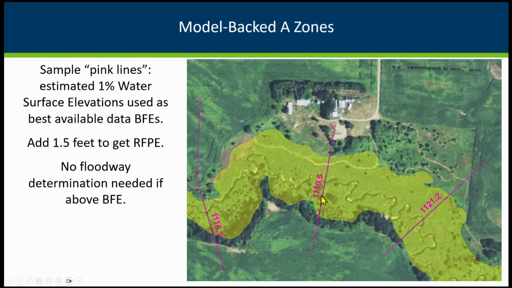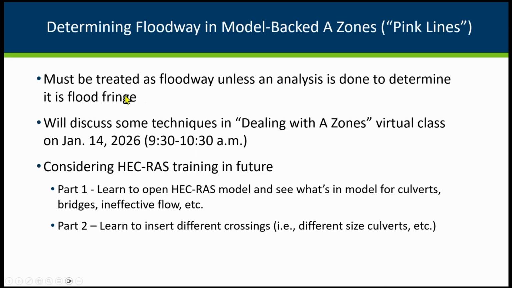In these cases, we just assume the maximum stage increase that you can have of half a foot. So we add the foot of freeboard, the half a foot of stage increase to the flood elevations here to get our regulatory flood protection elevation. In the regulations, we point out that we have to treat that as floodway unless an analysis is done to figure out where the flood fringe versus the floodway is.